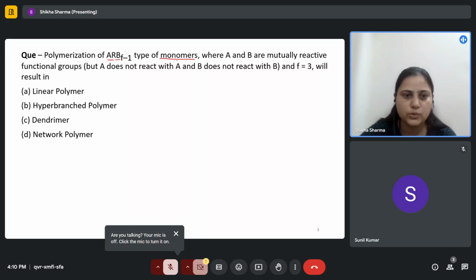So when we do the polymerization of such monomers, A and B are mutually reactive, but A does not react with A and B does not react with B. So in these types of monomers, A is reactive with B, but A and A are not reactive and B and B are also not reactive. When the functionality is equal to 3, which type of polymer do we get? Linear polymers, hyperbranched polymers, dendrimers, or network polymers? Would anyone like to answer this question?